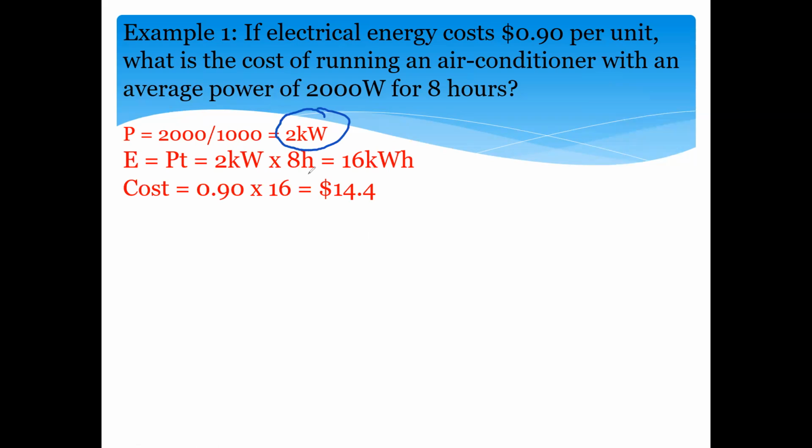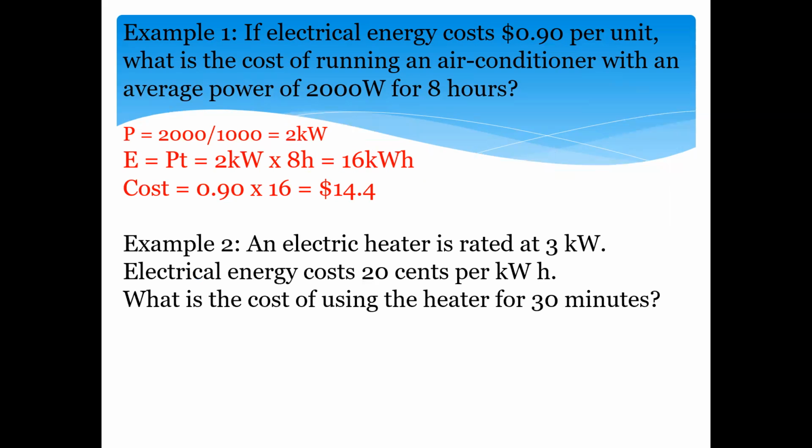Time is already in hours, so we multiply, and we get a total of 16 kilowatt hours, or we can say we are consuming 16 units every day. If we are using this air conditioner, we are using 16 units every day. So the cost of 1 unit is 90 cents or $0.9. So we multiply that, and we get $14.4. That is the cost of using this.